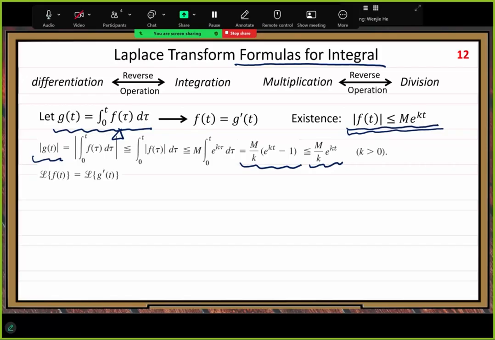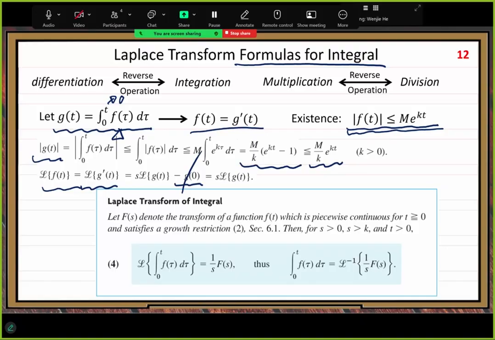To apply that, remember we have that derivative formula, right? So L of g prime, we can apply our first derivative formula. G of 0, what's G of 0? You replace t by 0, it's 0, since both the upper and lower limits of the integral are the same. So G of 0 is 0, and that term is gone. You only have s times the Laplace transform of the g function. Then you have the final formula.